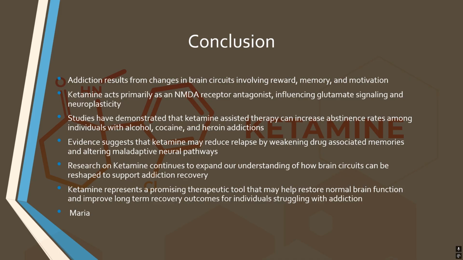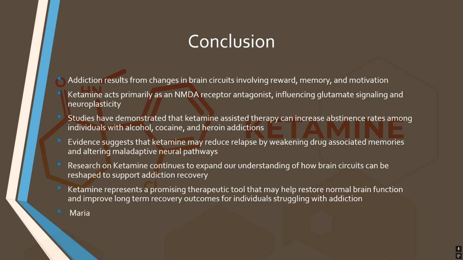Unlike many traditional treatments, ketamine appears to influence neuroplasticity, which is the brain's ability to adapt and reorganize itself. Researchers believe this may help disrupt the maladaptive patterns that contribute to substance use disorders. The studies we examined demonstrated promising results. Patients receiving ketamine assisted therapy showed higher rates of abstinence from alcohol, cocaine, and heroin compared to control groups. Researchers also proposed that ketamine may alter drug related memories and reduce the power of cues that often trigger relapse. These findings suggest that ketamine may target some of the underlying neurological processes that sustain addiction.